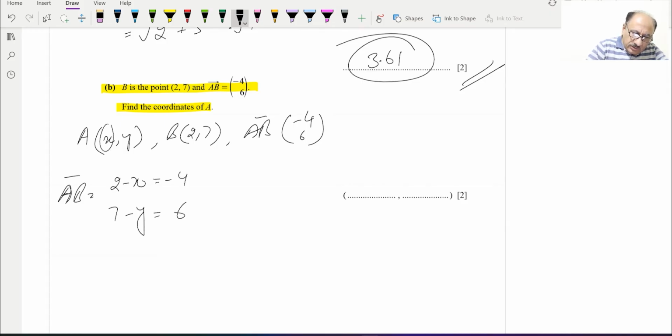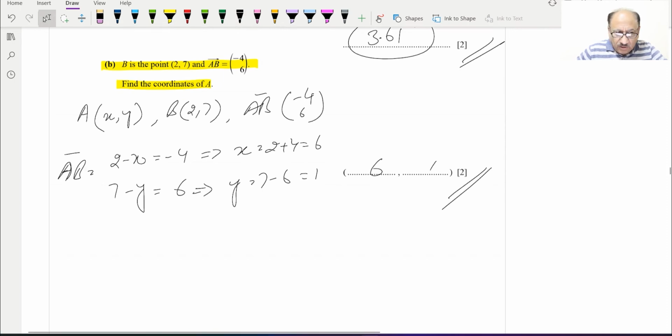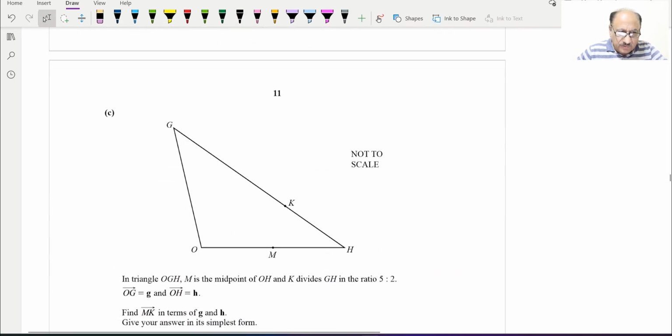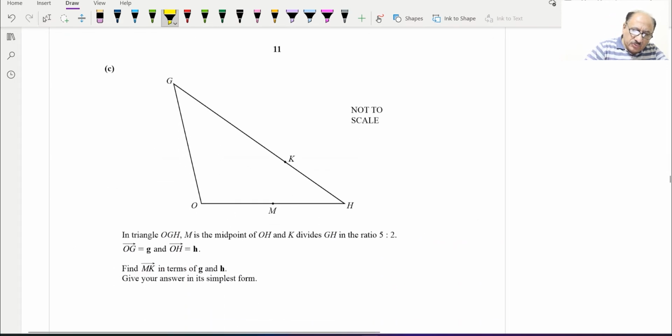What we have done, we have taken these x values and compared them with -4, and we got this equation. And similarly, we compared the y values and got another equation. This implies x is equal to 2 plus 4, which is equal to 6. And this implies y is equal to 7 minus 6, which is equal to 1. So 6 and 1 are the coordinates, for 2 marks, which is done. Hopefully you understood this.